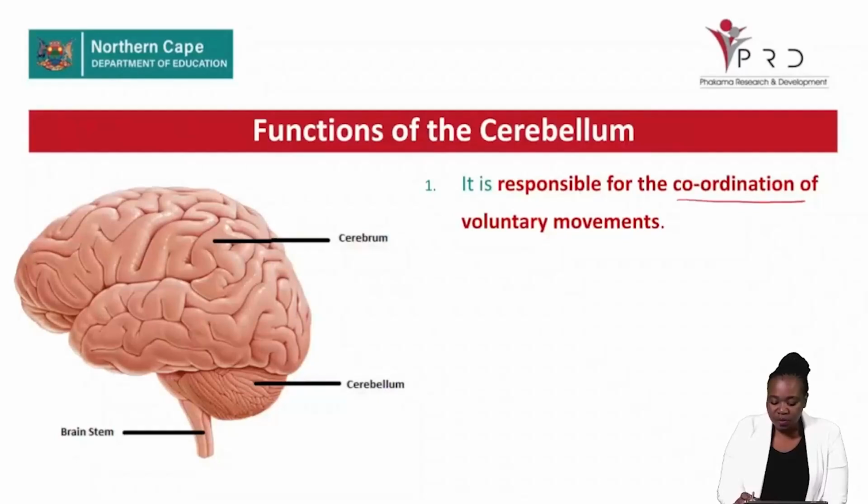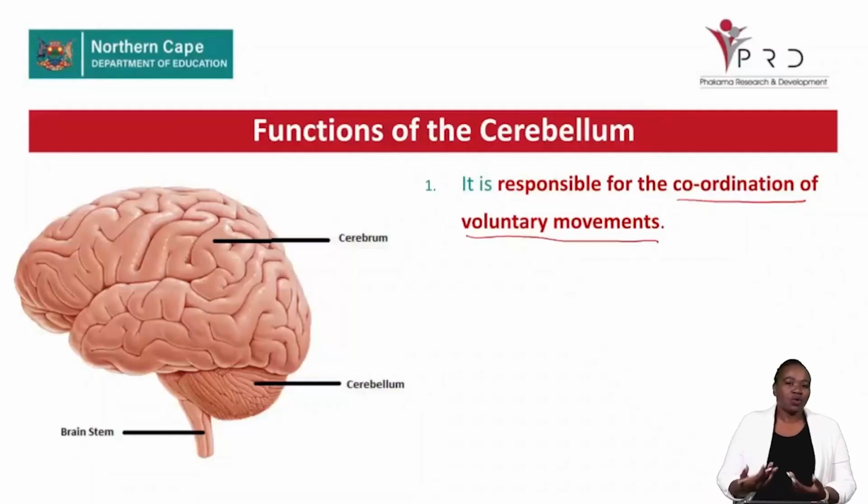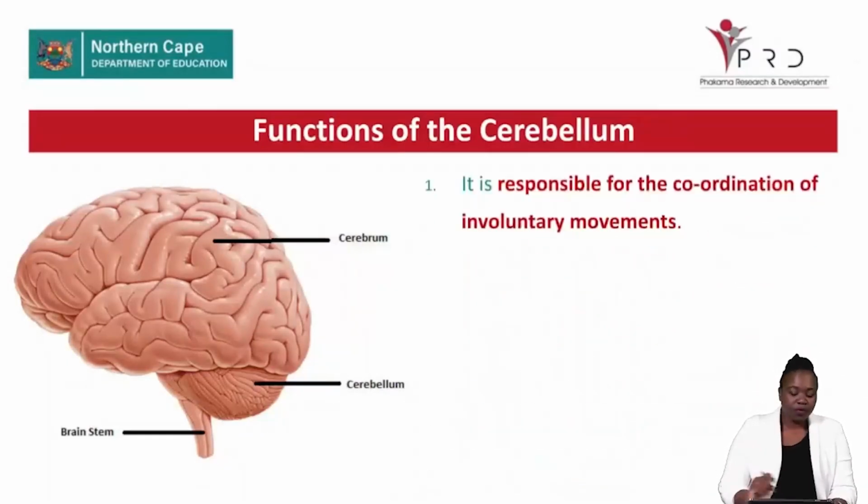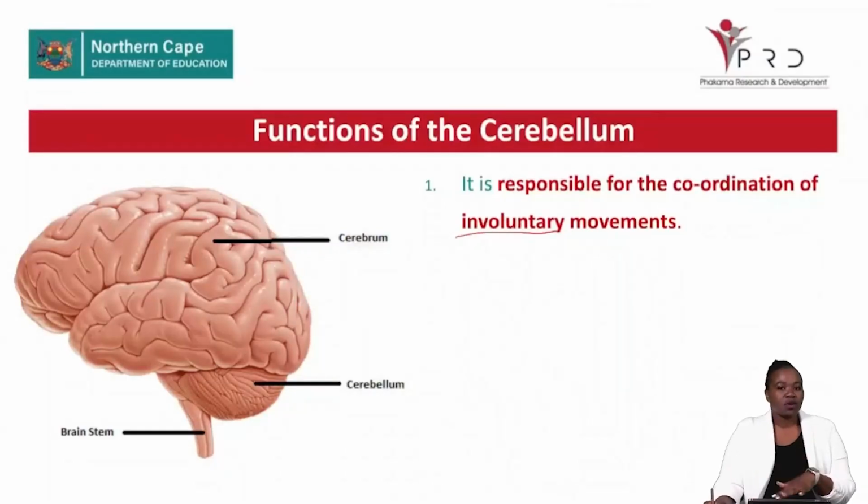It is responsible for coordination of voluntary movements. Right, as I've said, when we're talking about voluntary movements, we would be talking about movements that you have thought about, right? So movements that you have sat and said, I am going to do this kind of movement. All right, so the cerebellum is responsible for involuntary movements. So remember, when we looked at the cerebrum, we said that it is responsible for voluntary movements, right?